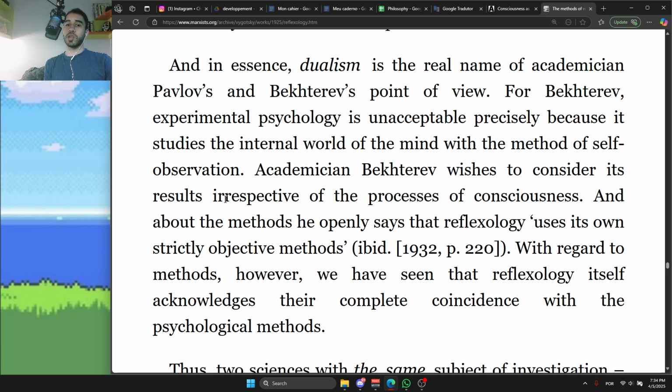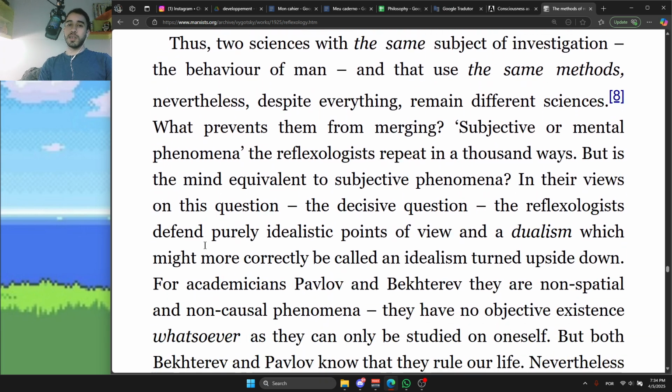For Bekhterev, experimental psychology is unacceptable precisely because it studies the internal world of the mind with the method of self-observation. Academician Bekhterev wishes to consider its results irrespective of the process of consciousness. And about the methods, he openly says that reflexology uses its own strictly objective methods. With regard to methods, however, we have seen that reflexology itself acknowledges their complete coincidence with the psychological methods. Thus, two sciences with the same subject of investigation, the behavior of man, and that use the same methods, nevertheless, despite everything, remain different sciences. What prevents them from merging?